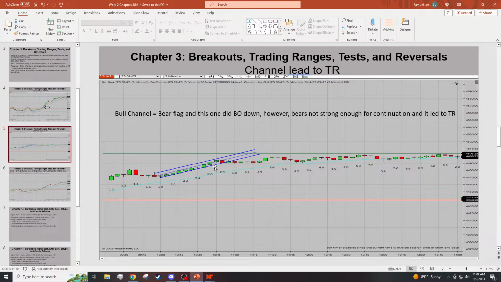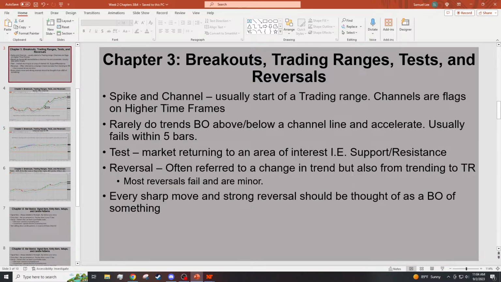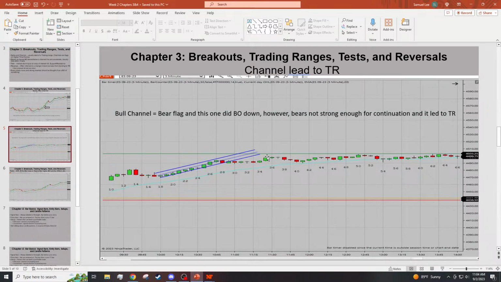It can also just mean the reversal that Al talked about here, from trending to trading range. This is exactly why I picked this example, because yes, we break out and we reverse from this bull channel, but the reversal was not a bear trend. The reversal was just a trading range, which you can see from bars 29 to 66. A small, very tight trading range, but it's still a trading range.